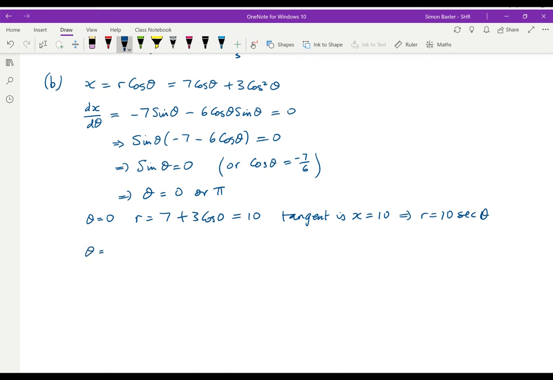When theta equals pi, r is equal to 7 plus 3 cos pi. Cos pi is minus 1, so this gives us 4. The tangent, therefore, now this is where you've got to be just a little bit careful. 4 at an angle of pi will give us x is minus 4. And therefore, the tangent is r equals minus 4 sec theta.